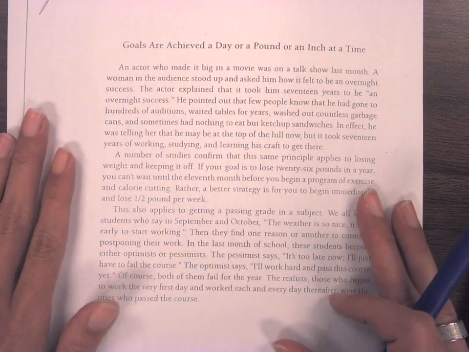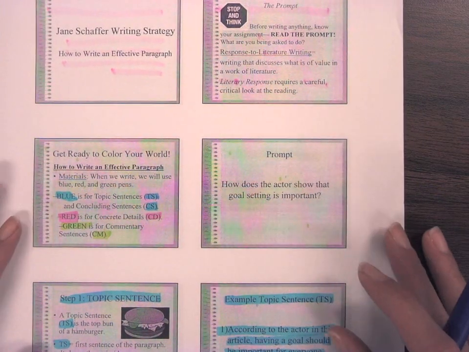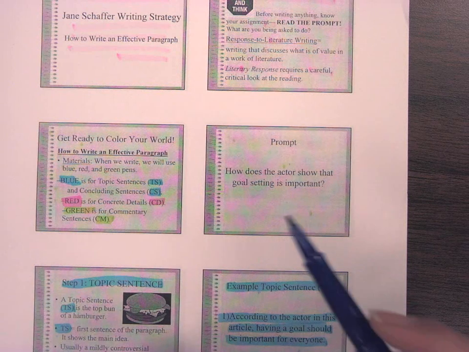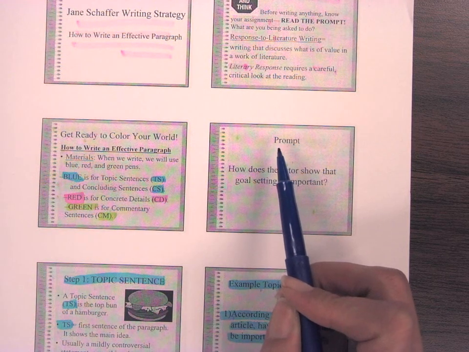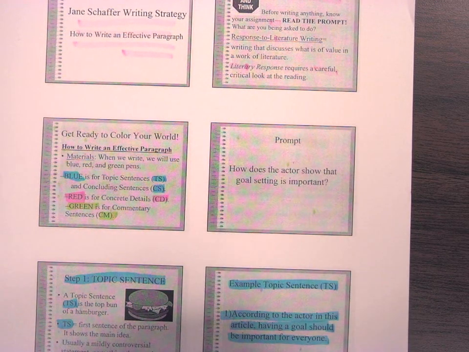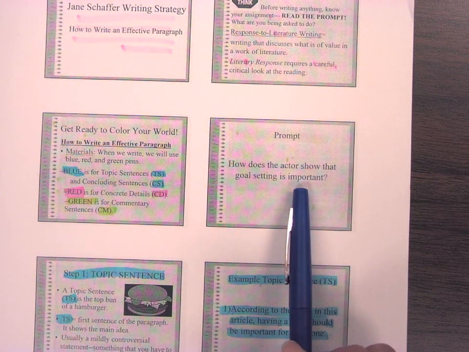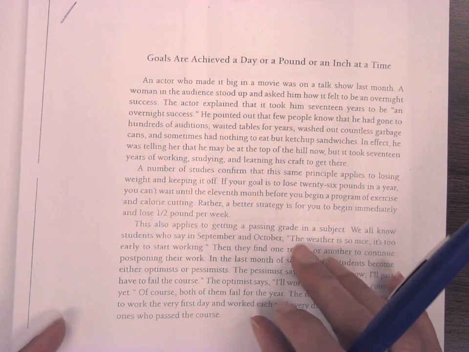Okay, so there's our article. We're going to use what we just read to answer our questions. Okay? So again, this PowerPoint is available in Google Classroom, so you can always look at that. But the first thing that you have to do when you're doing a writing assignment is to look at the prompt. So the first thing you have to do is look at the question that you're being asked, so that you know how to respond to it. All right, so for our example, our prompt, our question is, how does the actor show that goal setting is important? So the actor that I'm talking about is the one that we just read about in this article.